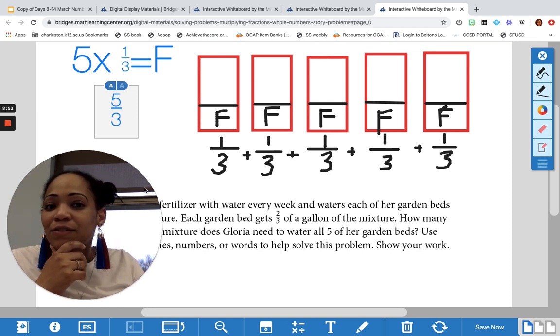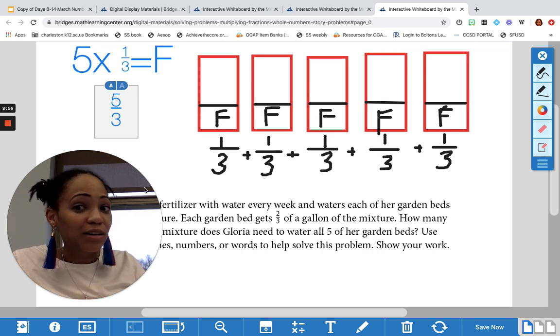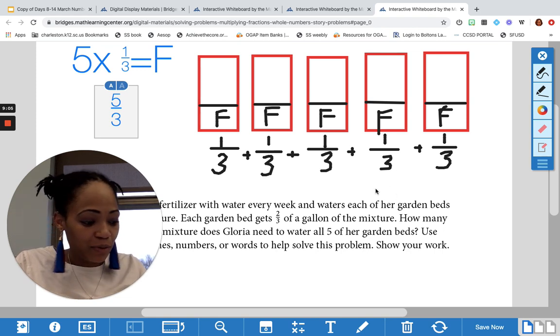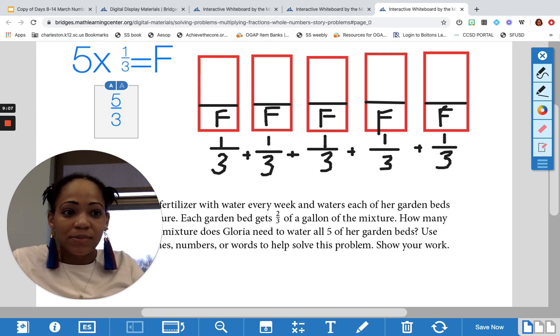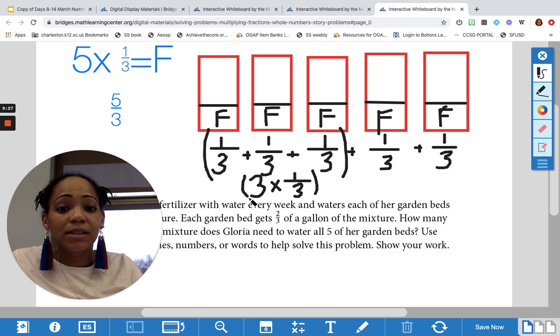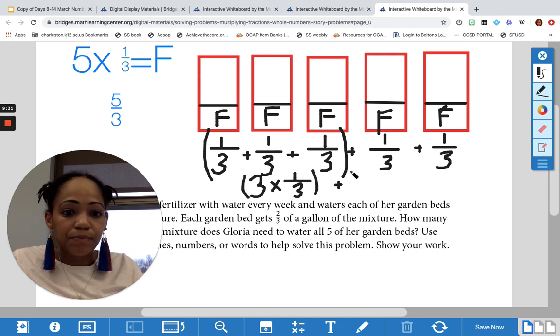Can anybody think about it a different way? Because I did ask you when you estimated, is it going to be more than 1 or less than 1? How can I break up maybe or think about my thirds in order to create 1 whole and then some left over? Watch what I'm going to do here. Didn't we say 3 of these would make 1 whole? So I'm going to write it like this. 3 times 1/3 plus 2 times 1/3. Because I have 2 over here left over, right?